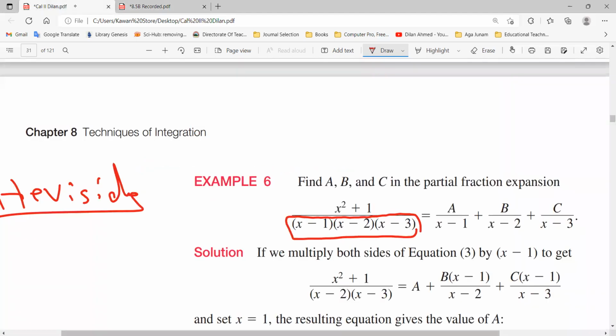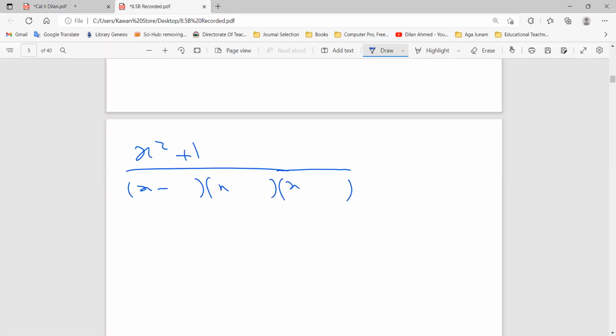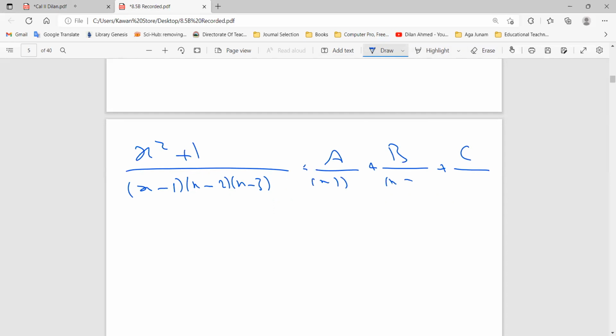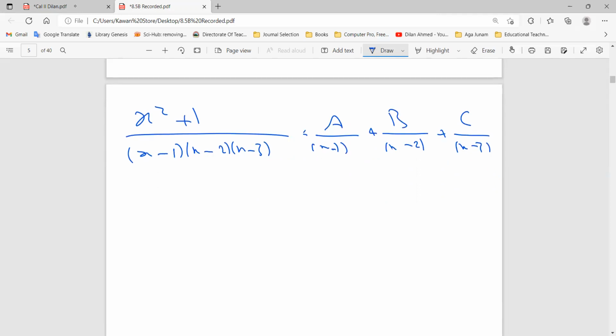So how do we solve that one? We have x minus 1, x minus 2, x minus 3 in the denominator. In that case, we have A, B, C over x minus 1, x minus 2, and x minus 3. It's clear, right? To find them, we do many multiplications and get at least 3 equations, and then we find them.